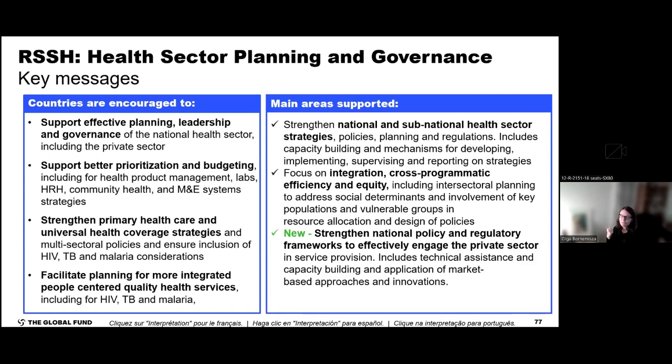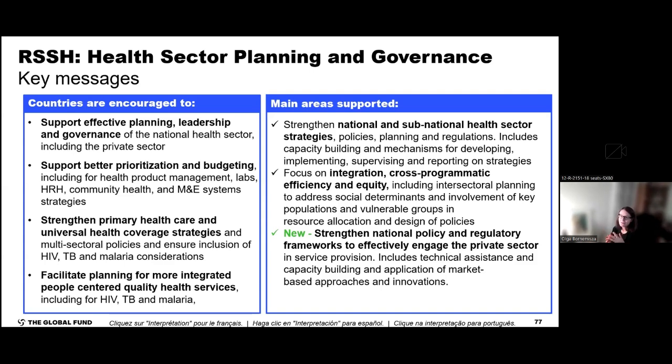So first of all, supporting effective planning, leadership, and governance of the health sector, including the private sector. And I just want to direct you to the right-hand side. I knew I said I wouldn't talk about it, but if you just see the green new, we are including in the modular framework a private sector intervention. And so that will be under this health sector planning and governance. I just wanted to flag that, because this is incredibly important for HIV, TB, and malaria, and can be done across the diseases. Because of course, the private sector is an enormous provider of health services, and so we need to take them into account.